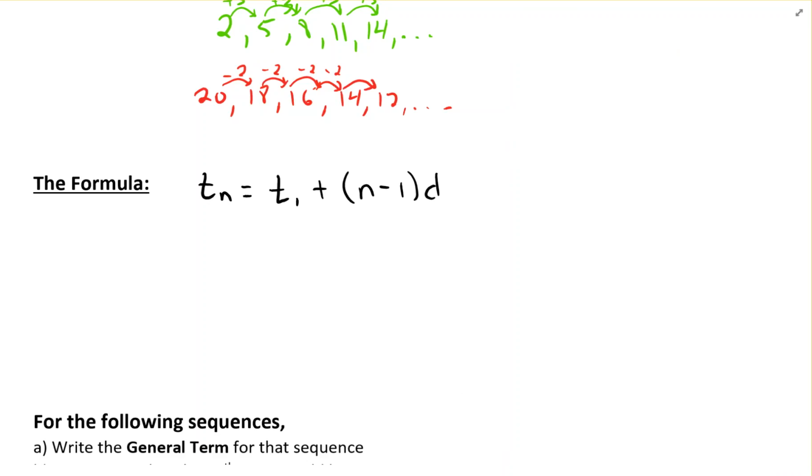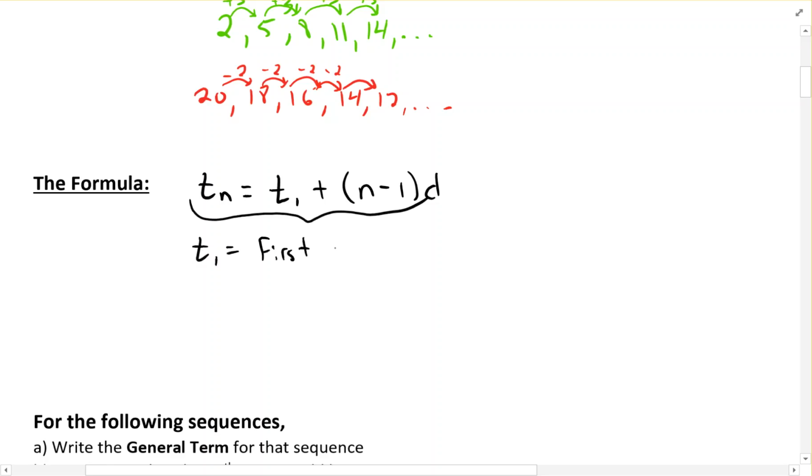So T1, that's going to be the first term. So that's going to be this, right? The first term in our sequence would be 20 in that one. It would be 2 in that one. So that's what number would go in there. T here stands for term, by the way, just as a way to remember that.